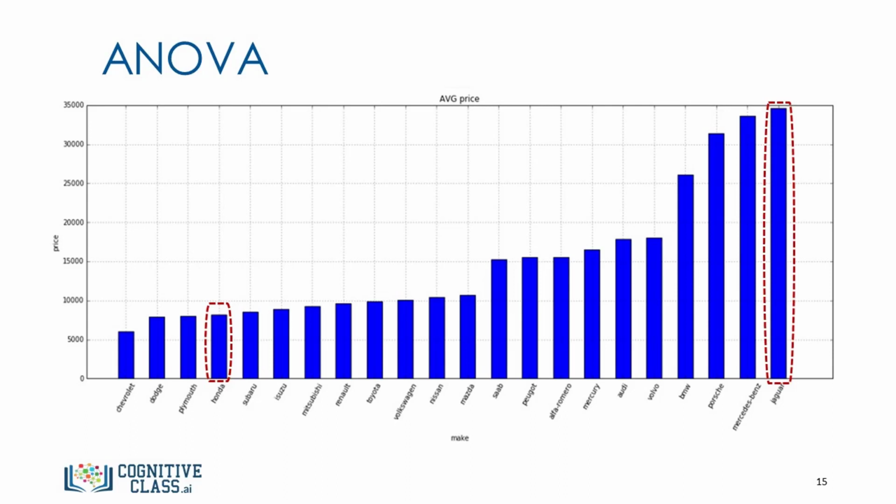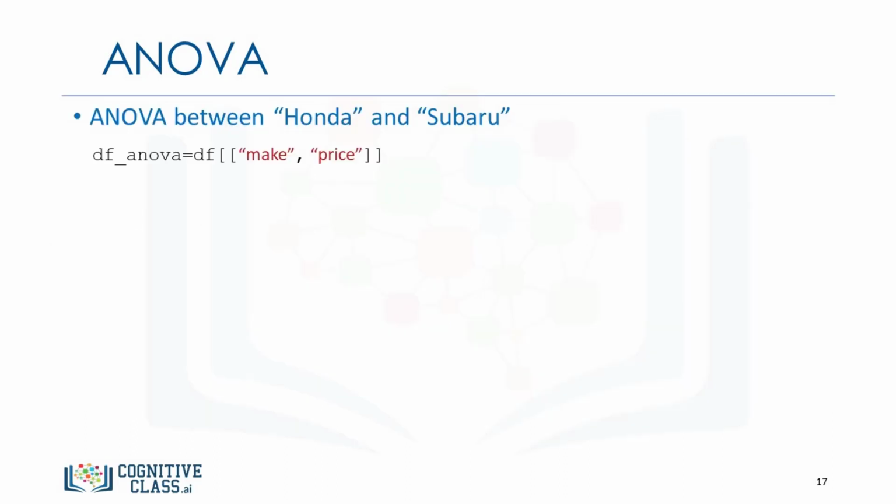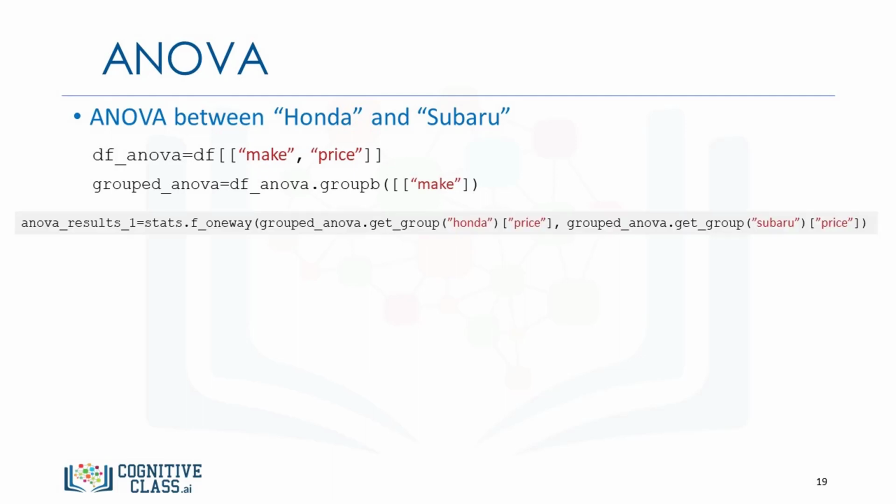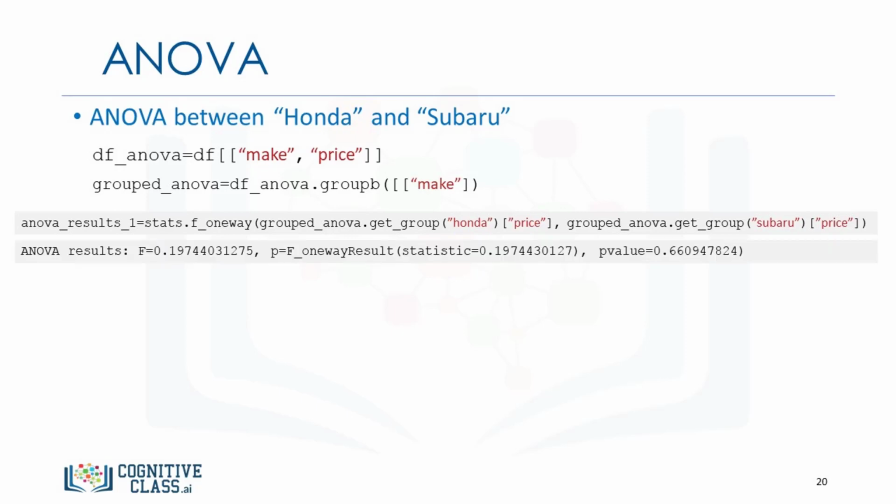In the first line we extract the make and price data. Then we'll group the data by different makes. The ANOVA test can be performed in Python using the f_oneway method, a built-in function of the SciPy package. We pass in the price data of the two car make groups that we want to compare, and it calculates the ANOVA results. The results confirm what we guessed at first.